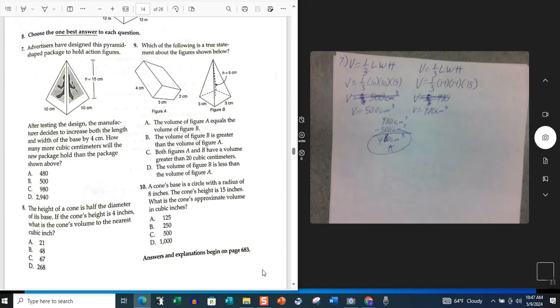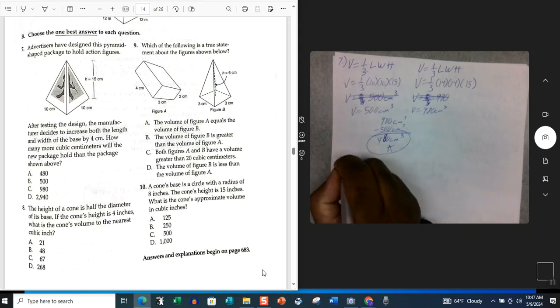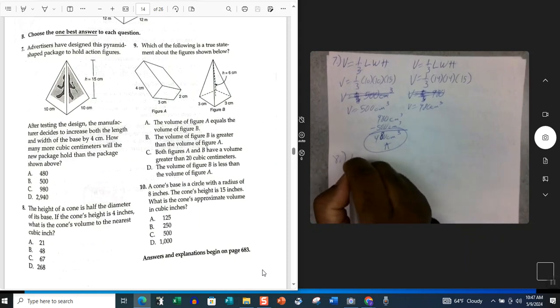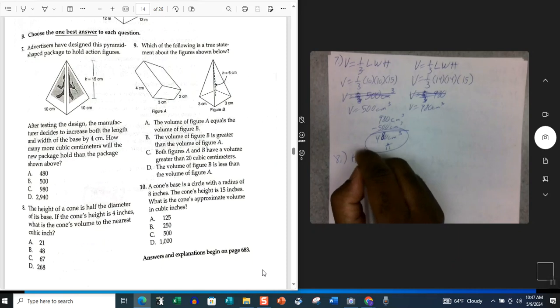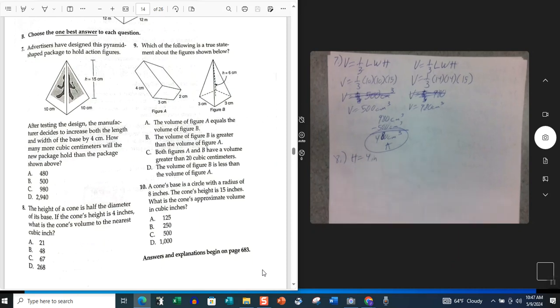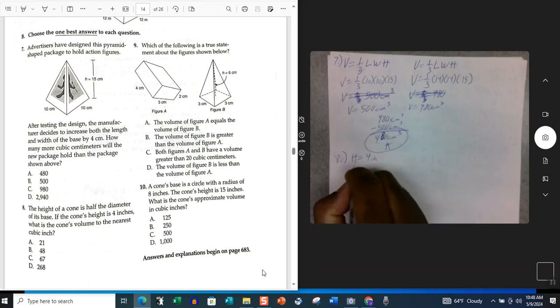So first of all, let's take a look here at number 8. Let's write what we have. The height is 4 inches. Now they tell us that the height of a cone is half the diameter. So we know half the diameter is the radius. So that means that the radius is equal to 4.